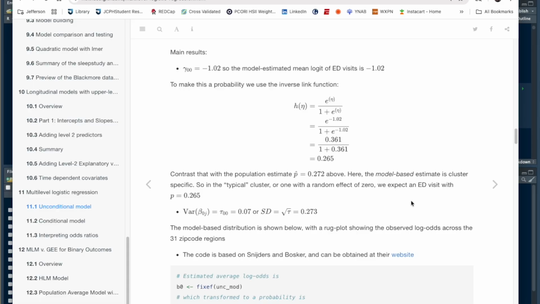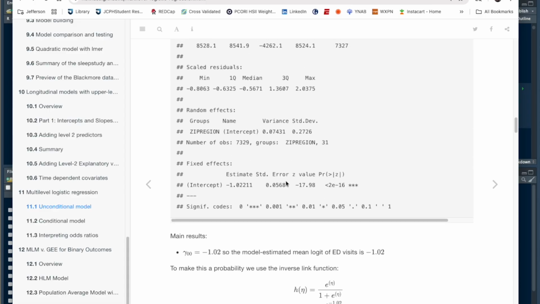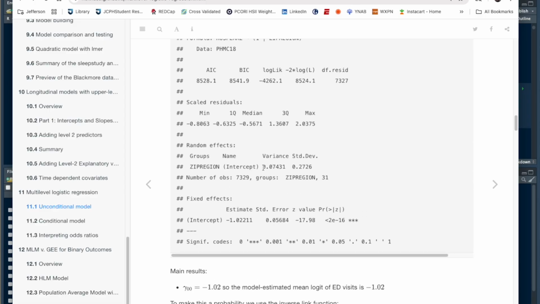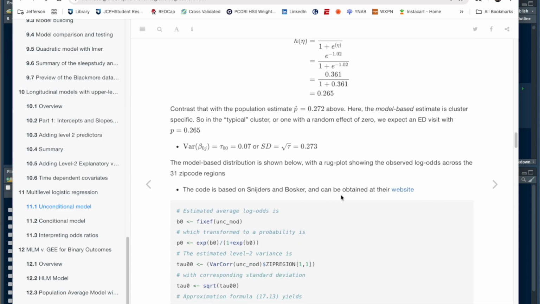Or you might think of that, in a typical zip region in this area, about 26.5% of the residents would need to go to the emergency department, or you could think of it as a probability. Now, the variance of the intercepts, which is not the standard error, but here, the variance, we can turn it into a standard deviation and again estimate sort of the distribution of the logits, not the probability, right? And so there's some really nice code that can help us visualize that.